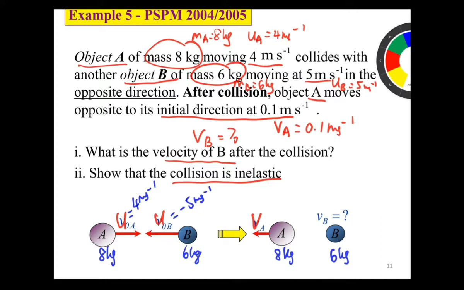Bila dapat soalan macam ni, first kita kena lukis dulu. Lepas lukis, kita masukkan dulu maklumat. Kemudian baru kita selesaikan step by step lah. Okay. So VA kat sini pun adalah negatif 0.1 meter per second. Cuma kita tak tahu arah VB ni ke mana, to the right ataupun to the left. Final answer akan dapat jawapan sama ada dia to the right ataupun to the left.